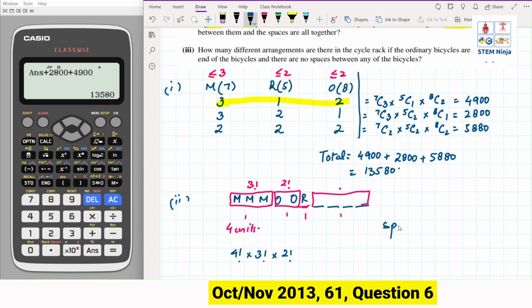Spaces are obviously going to be identical. So wherever they are, will be just counted as one arrangement. So 4 factorial times by 3 factorial is 6 times by 2, 288.